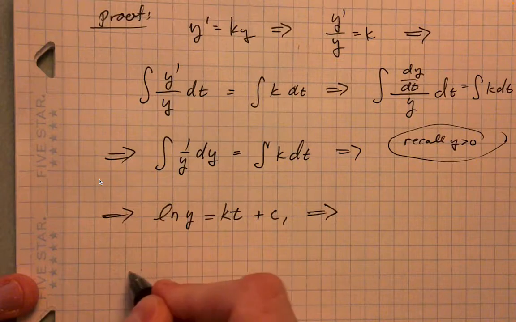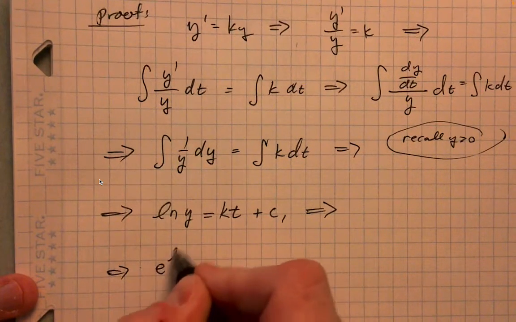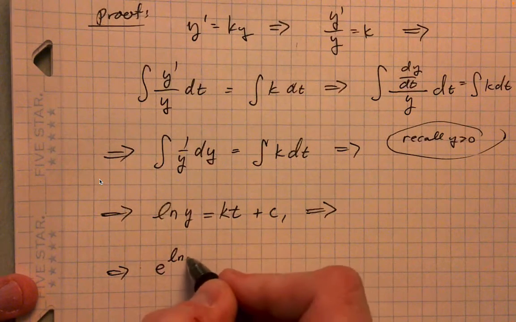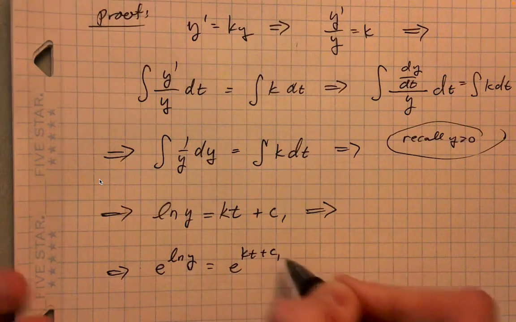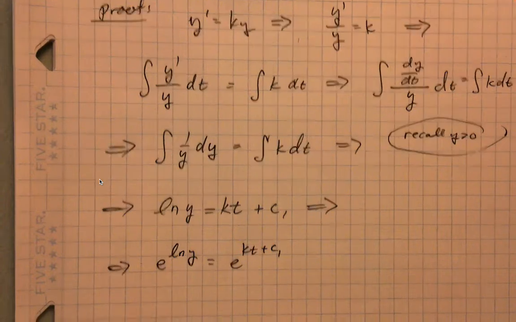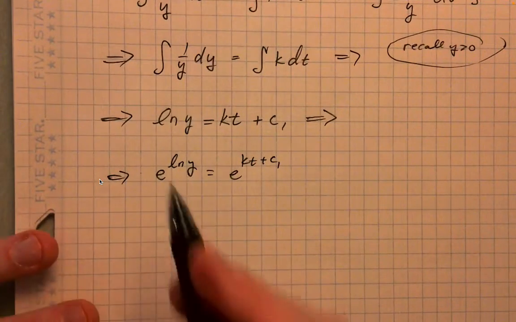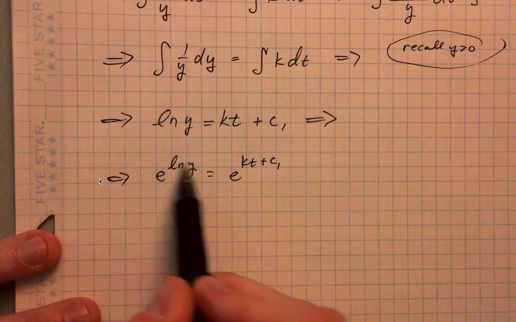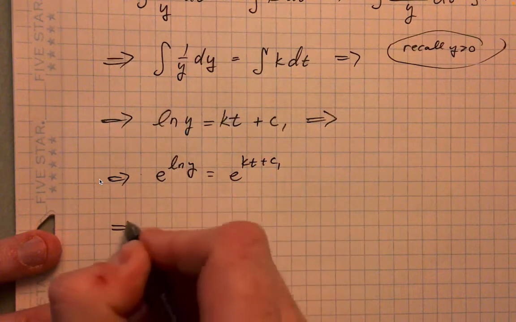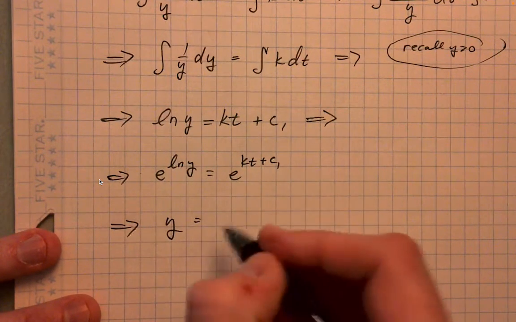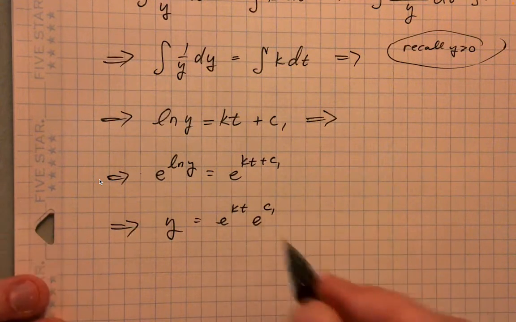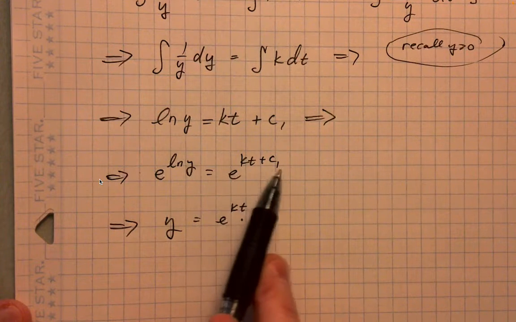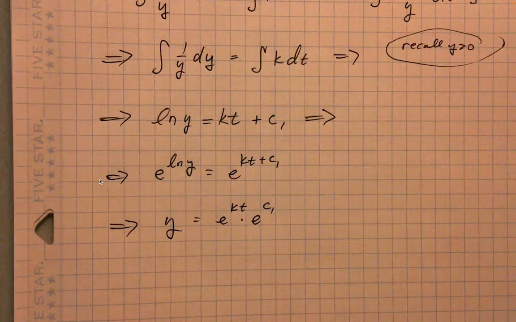And so the old trick here is to use the exponential here, like so. Okay. And then on this side, e raised to the ln of y is just y. And over here we can break this into two pieces. So remember, if you're adding in the exponent, then you can break that apart and it becomes a product like this.